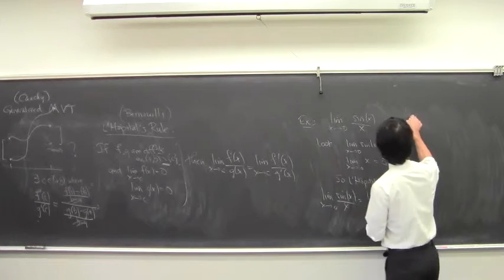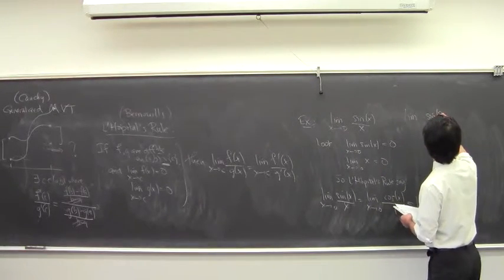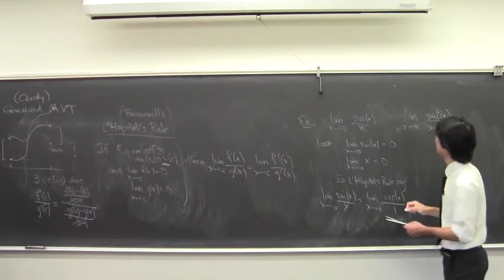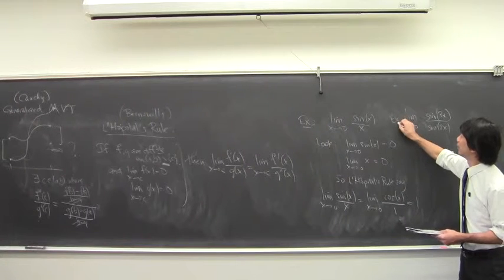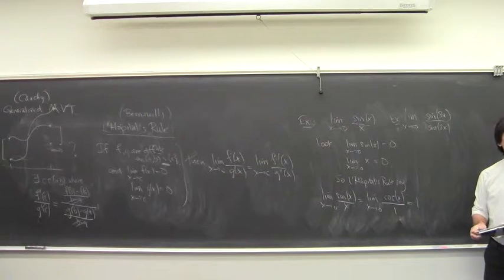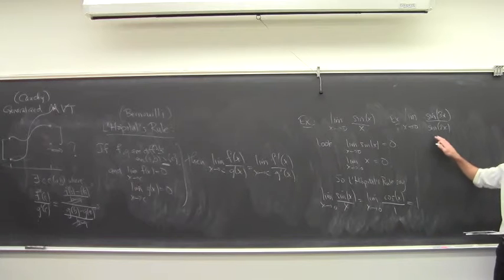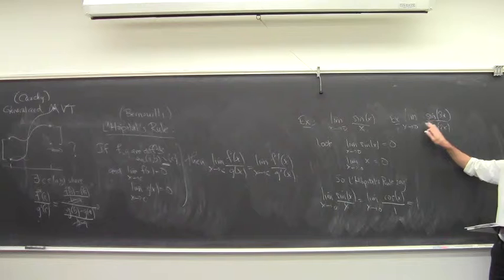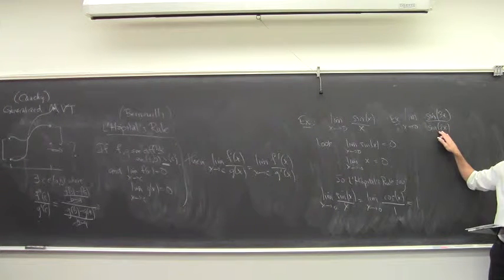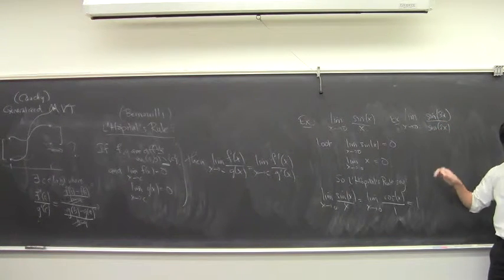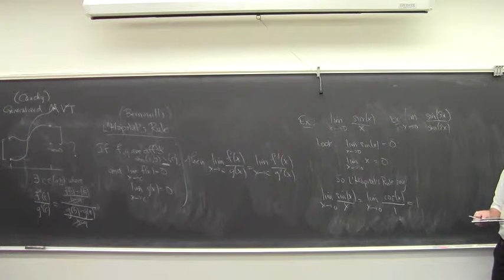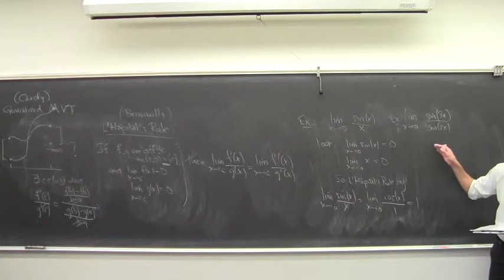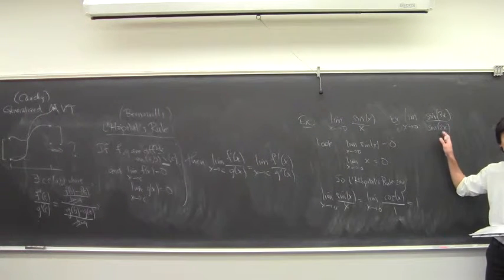Okay. Another example: the limit of sine 3x over sine 2x as x goes to 0. Again, we can use L'Hopital's rule on it, because as x goes to 0, the top goes to 0, and the bottom goes to 0. So it turns into a 0 over 0 form. Take 30 seconds and see what happens.